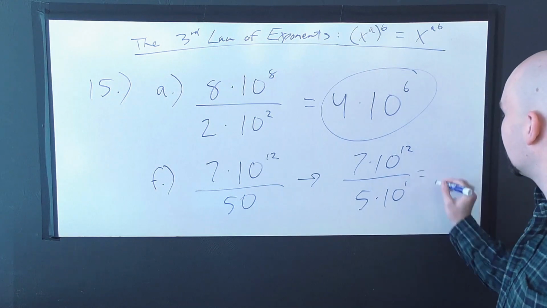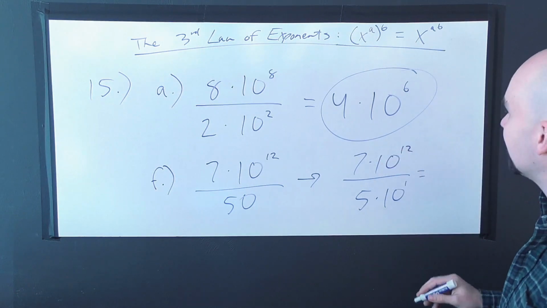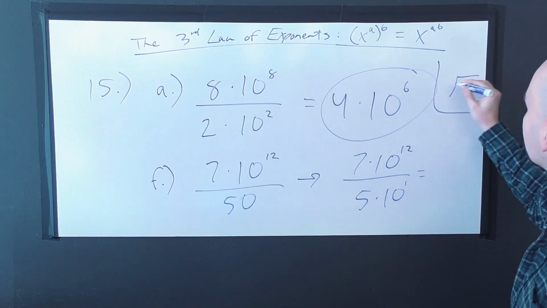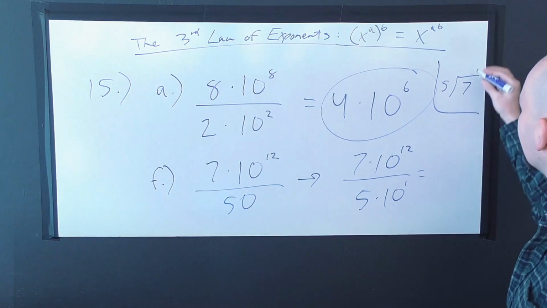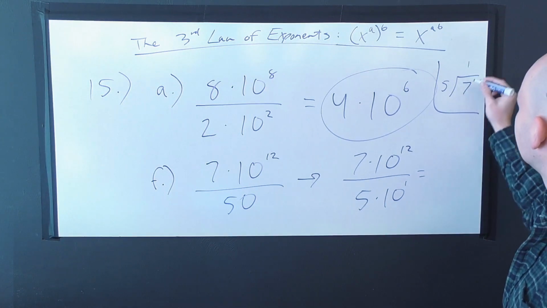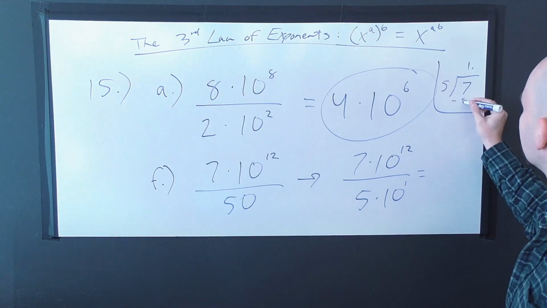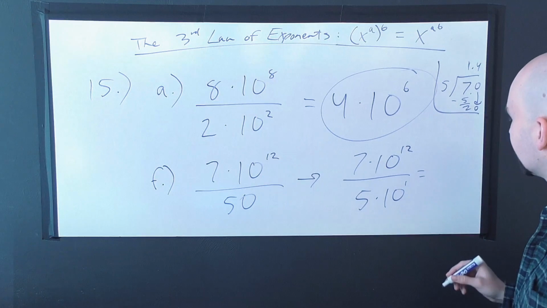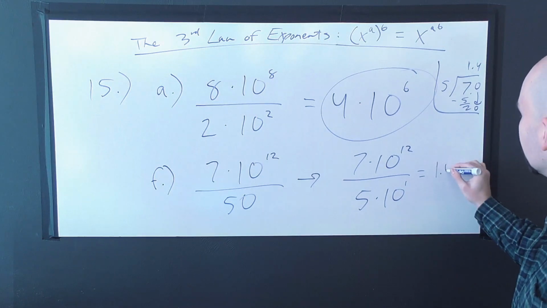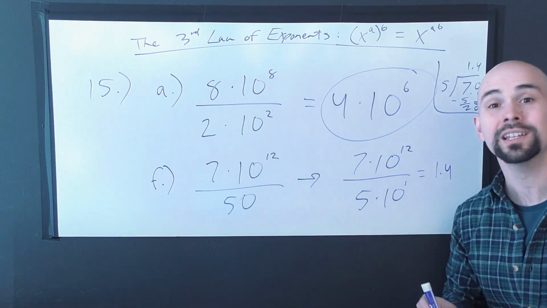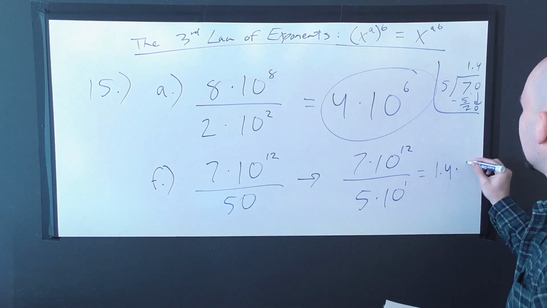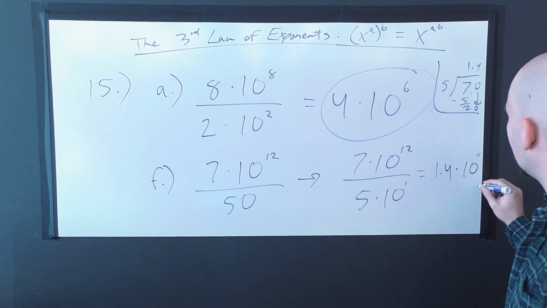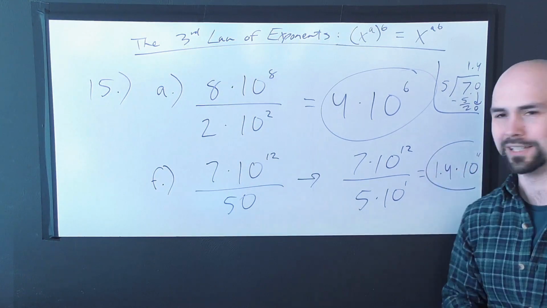Yes. All right, so what's 7 divided by 5? Well, I'll do that up here, I suppose. 5 goes into 7 one time. Bring down a 0. 1.4. So that's going to be 1.4. Is that part in scientific notation? Yes, it's good. Times 10 to the power of what's 12 minus 1? That's going to be 11. So 1.4 times 10 to the power of 11 is my answer.